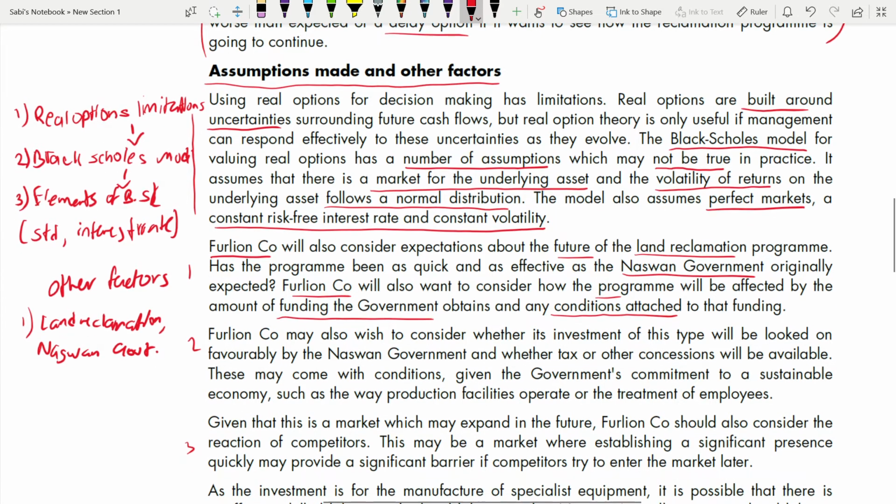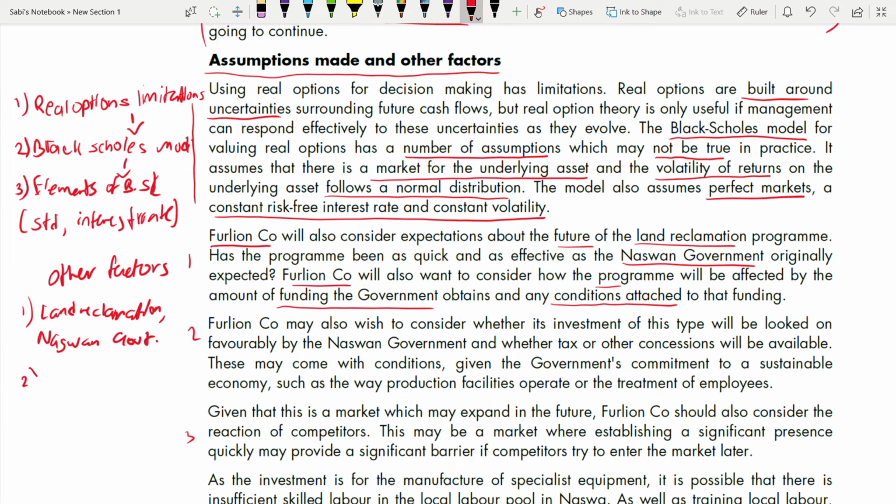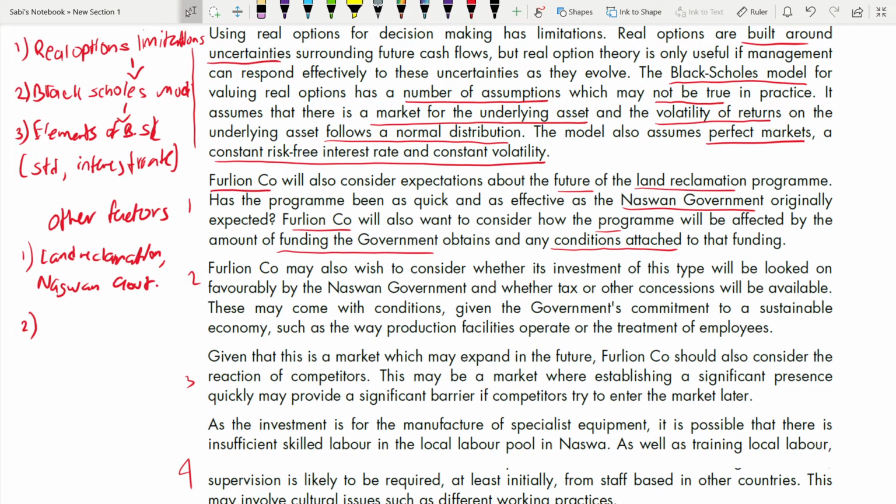Now coming to the second factor. What is the second factor? Furlan may also wish. See, in every paragraph they are mentioning the company. You have to mention the name of the company every time, in all your answers, in all your paragraphs, in whatever sentences you are writing.